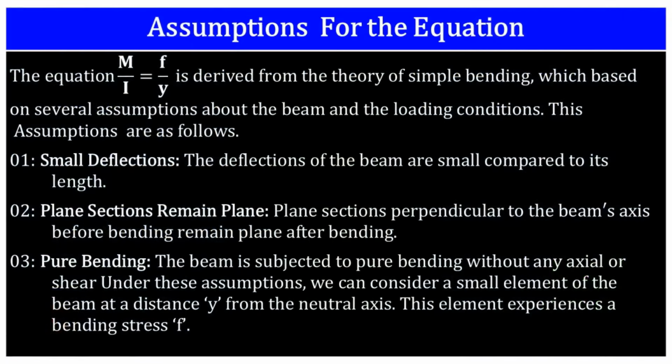Title of this slide you are watching is, Assumptions for the equation. The equation M by I equals F by Y is a cornerstone in structural engineering. However, this equation is derived based on several key assumptions about the element and the loading conditions. Total 6 numbers of assumptions we have to consider here. In this slide we have 3 assumptions, and in the next slide we have 3 assumptions.